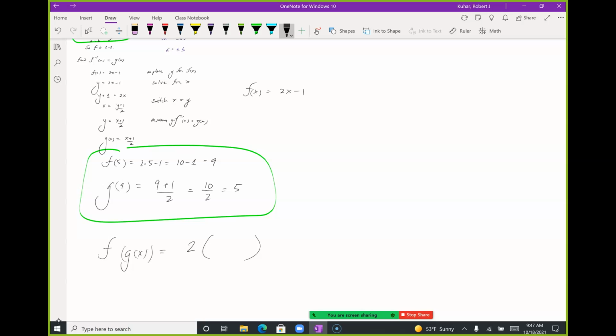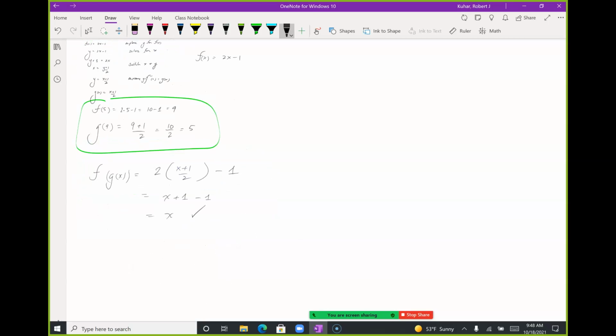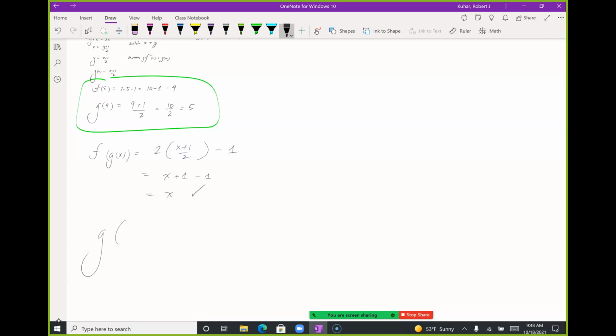Well, f is 2 times x minus 1, but g is x plus 1 all over 2. And of course, the 2's will cancel. And I get x plus 1 minus 1, and I get x. Good, that's what I wanted, right? F composed of g should be x. G composed of f should also be x. So let's do that. G composed of f. Everybody with me? Yeah.